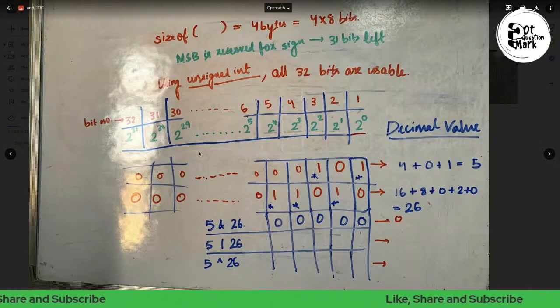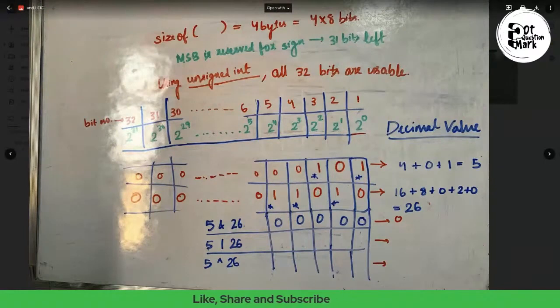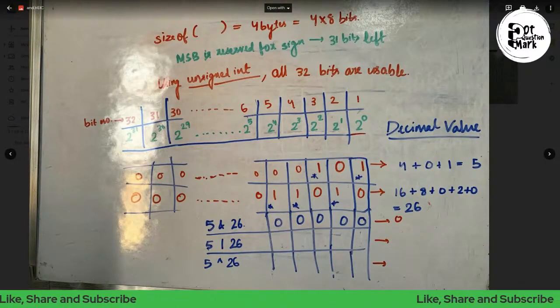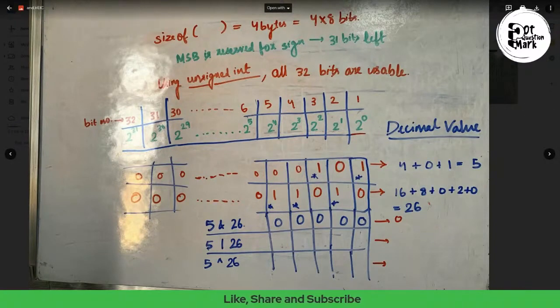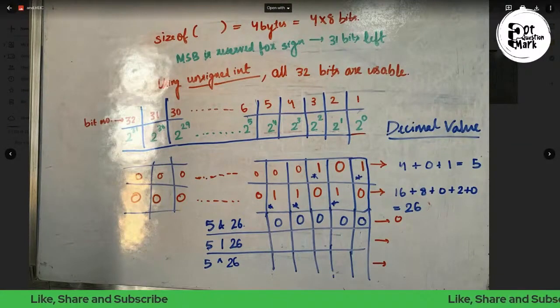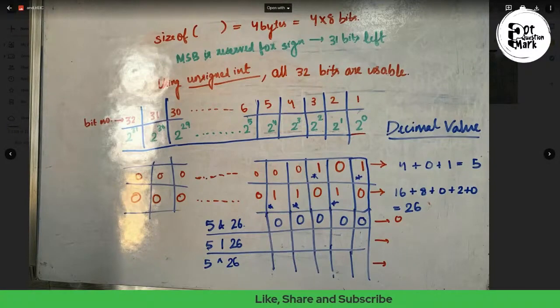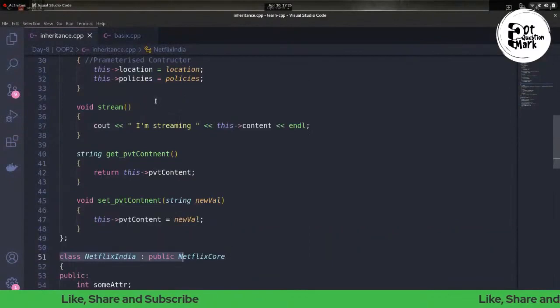Now let's start with bitwise operators. And before that, any doubts still here on why we are using unsigned int today instead of a simple integer? Okay, I guess there are no doubts. So let's proceed with unsigned int and let's code that.